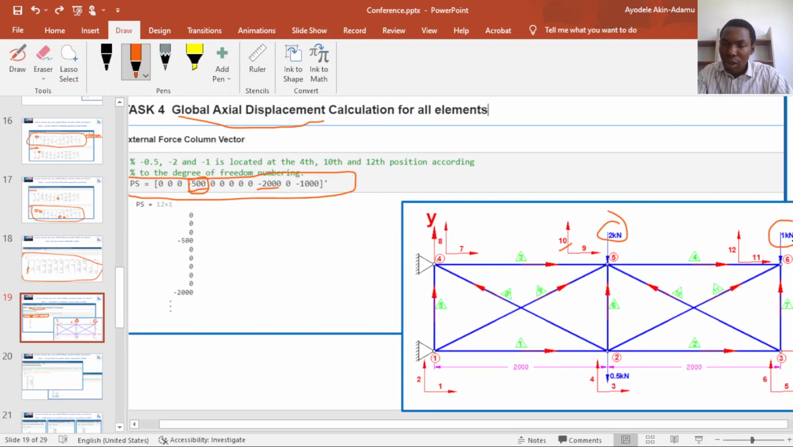At node 6, we also have minus 1 kilonewton, which is equivalent to minus 1,000 Newton. And because it is pointing in the degree of freedom 12 direction, that means we add minus 1,000 at position 12 of the matrix.